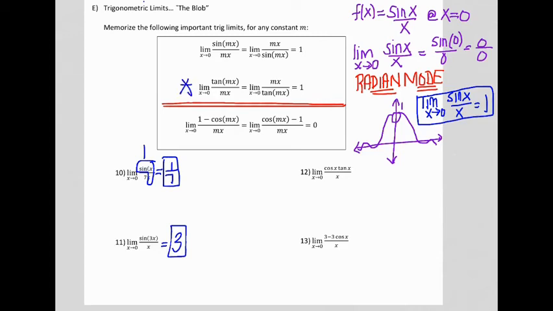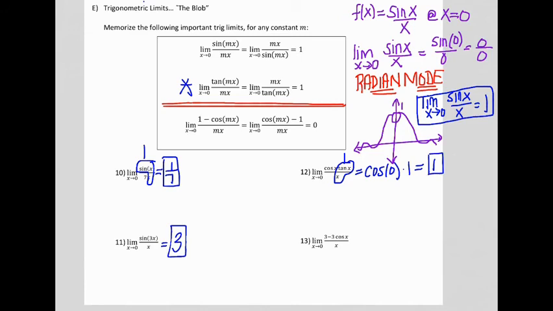It also goes to 1. So number 12 says the limit as x approaches 0 of cos x times tan x over x. Well, this tan x over x goes to 1. So I can now plug in 0 into cosine, and the cosine of 0 is 1, so 1 times 1 is 1.